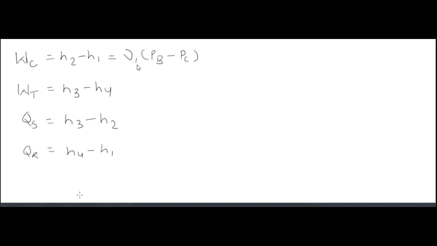Now work done in compressor in terms of specific volume is equal to specific volume at 1 into (PB minus PC). PB is the boiler pressure and PC is the condenser pressure. So the specific volume at the inlet of compressor into the pressure difference between boiler and condenser, we can also find the work done by the compressor. Now if you are asked the power output of the Brayton cycle, power output is equal to mass flow rate into the net work output. Net work output is work done by turbine minus work done of compression.